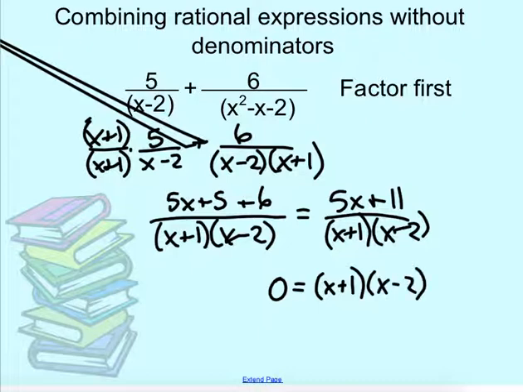So I have to figure out what would make it that way and exclude those values, which means if I'm multiplying two things together and it equals 0, one of them has to be 0. So at least this one has to be 0, or this one has to be 0. So I would say x plus 1 equals 0. That would mean that x is negative 1. x minus 2 is 0, so x would be 2. So I exclude those values.